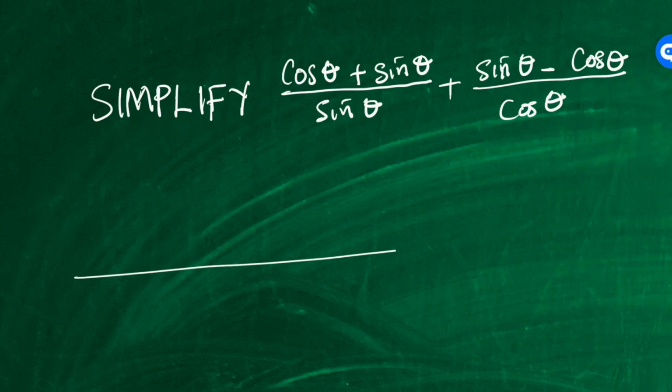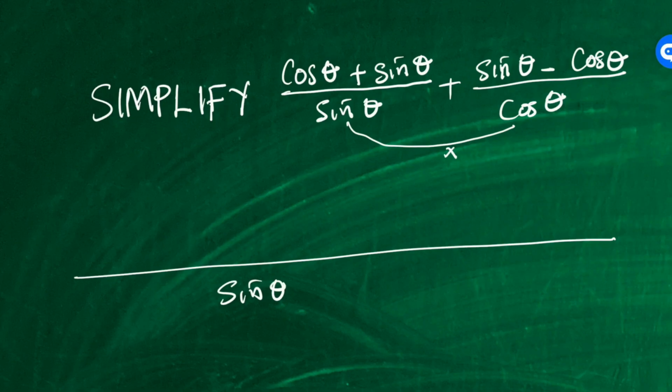This is how we simplify trigonometric expressions. So here we find their common denominator. Since the denominators are different, we just take their product. So we have sine theta multiplied by cosine theta.